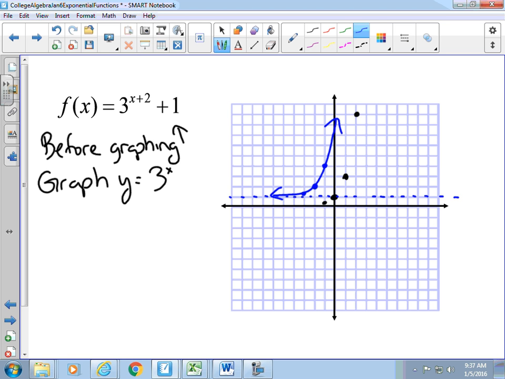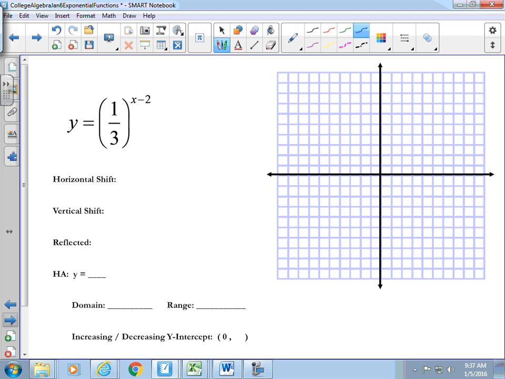The blue graph is what I want to see on your homework. On your homework, it also will ask for the transformation, so your answer would be up 1 and left 2. Any questions about that one? This is exactly what your homework looks like. So we're going to do a homework problem.